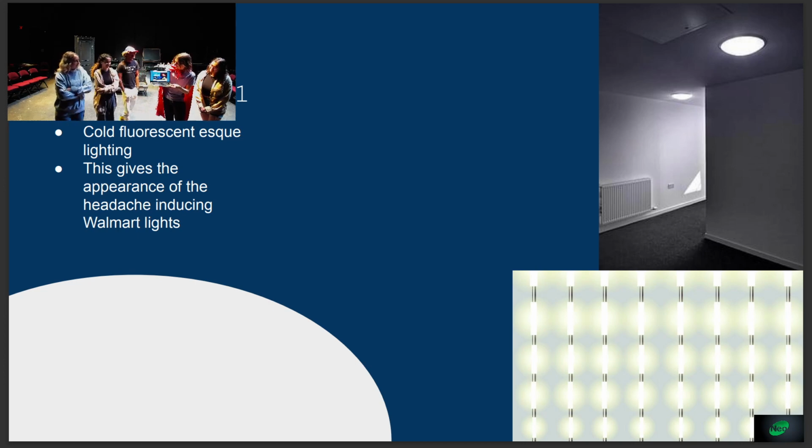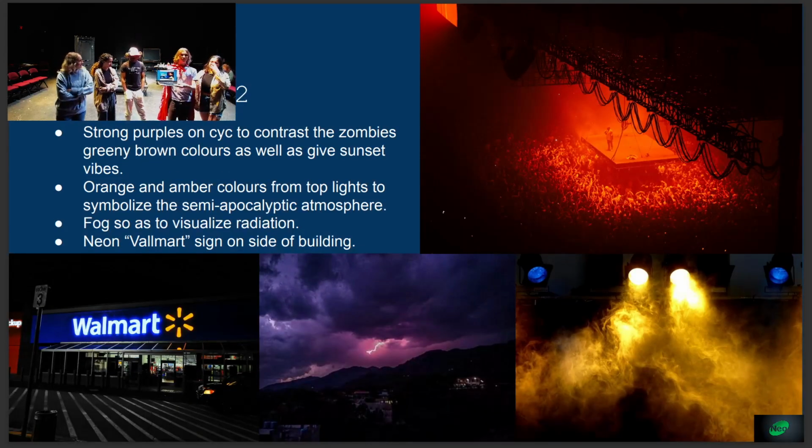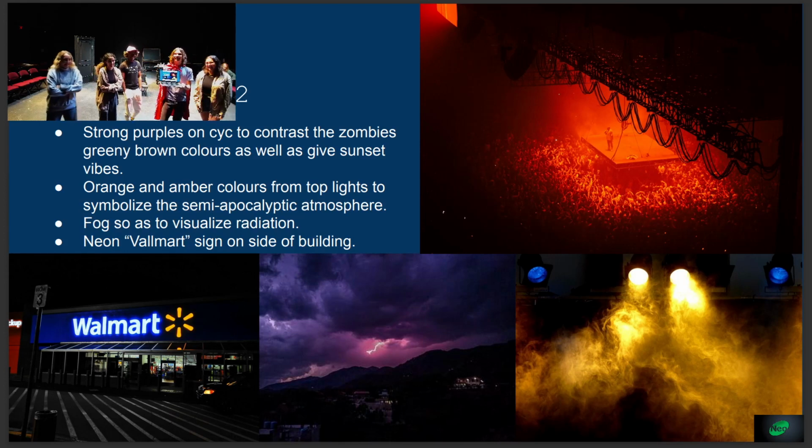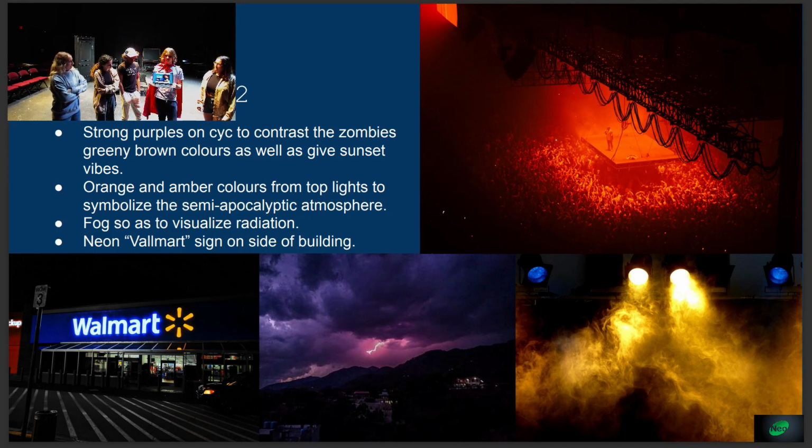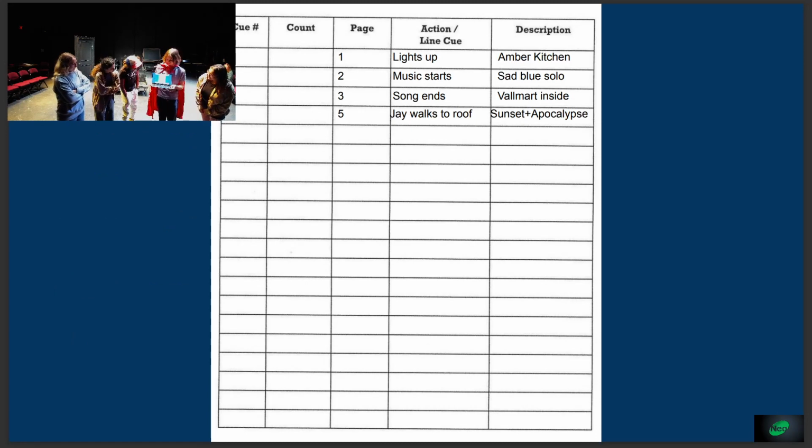So, Act 2, Scene 2, the apocalypse is taking place. So we've got the roof of the Walmart and the strong Walmart sign in neon lights. And then it's taking place in my brain at sunset. So we got strong purples and sunset colors in the sky, but then you've also got amber and oranges from the radiation and everything. So it's a lot of strong colors that contrast with the zombies being green. And then this is our cue sheet.